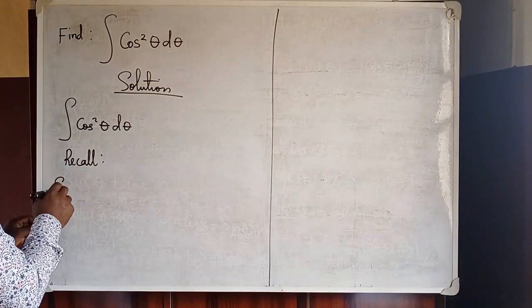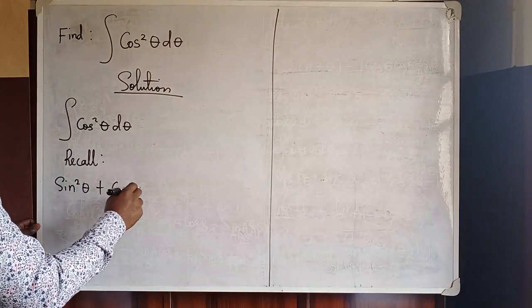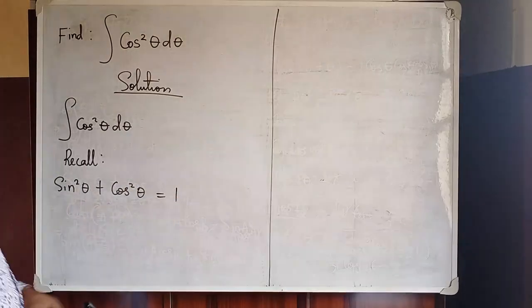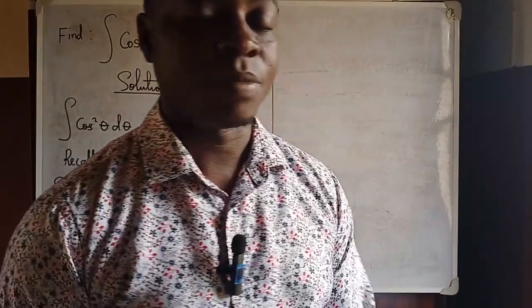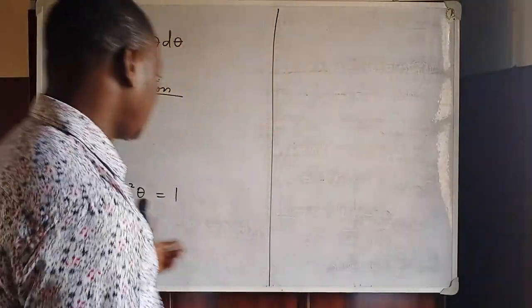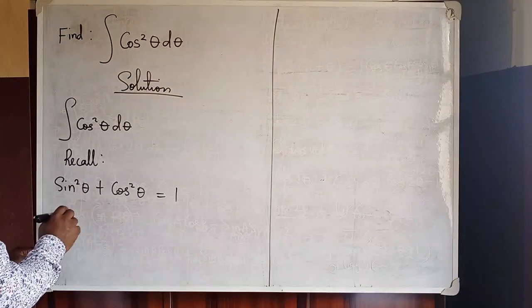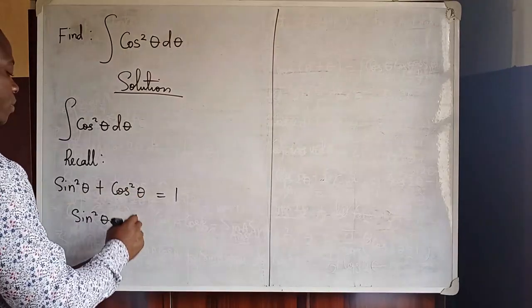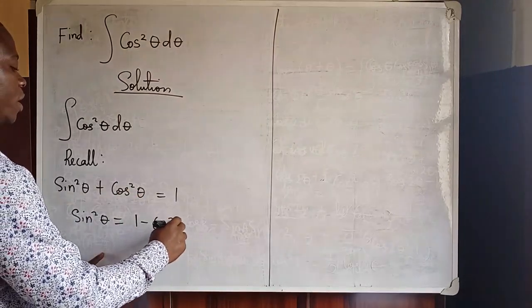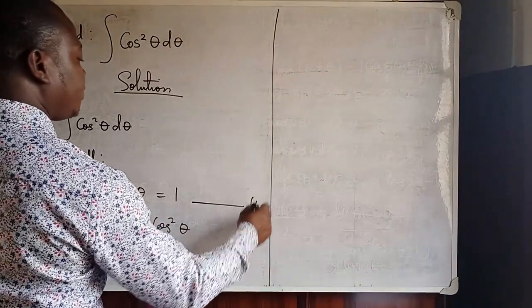Recall that sine squared theta plus cos squared theta equals 1. This rule is what we are familiar with. It is very simple, and it has been proven and found to be very correct. So if I make sine squared theta the subject, I'm going to have sine squared theta equals 1 minus cos squared theta.